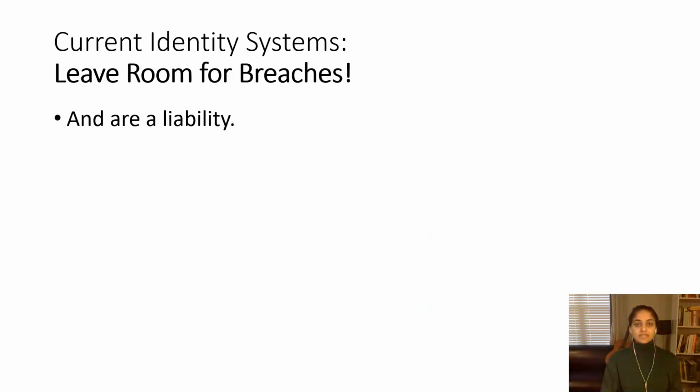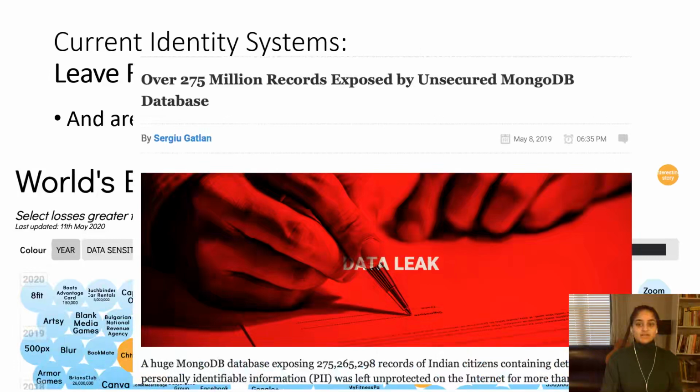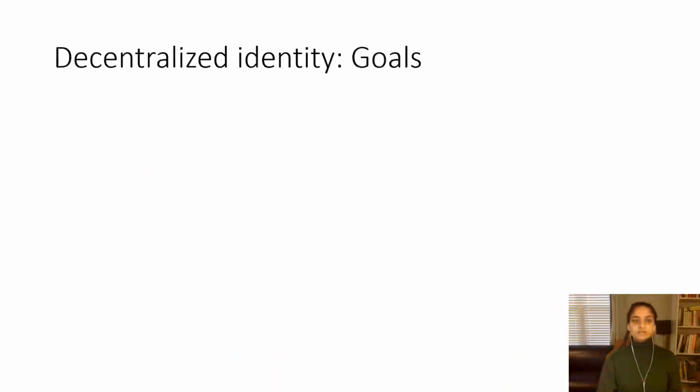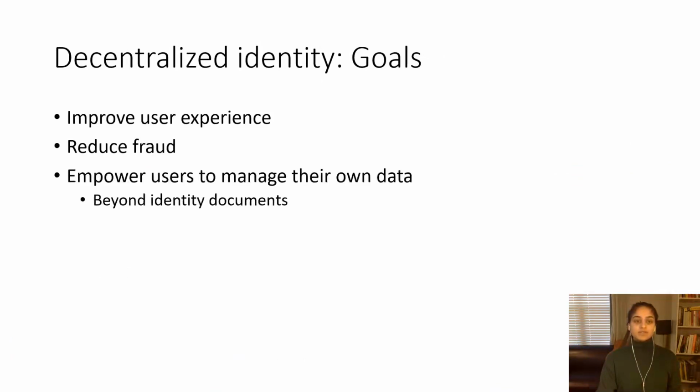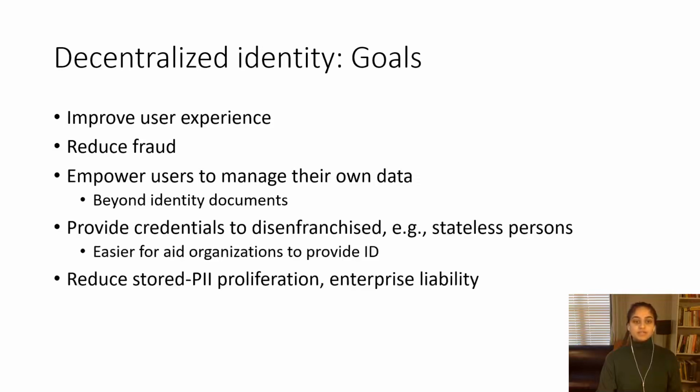Finally, storing identity data on enterprise servers is a liability, as evidenced by countless breaches and hacks, and the fact that it's our bread and butter as the security community. Notably, the Indian government's identity database, including over 275 million people's data, was hacked and exposed on the internet for over 2 weeks. To summarize, the goals for decentralized identity are improving user experience, reducing fraud, empowering users to manage their own data in a flexible way, to provide credentials to disenfranchised or stateless individuals, and reducing stored personally identifiable information and, as a result, enterprise liability.